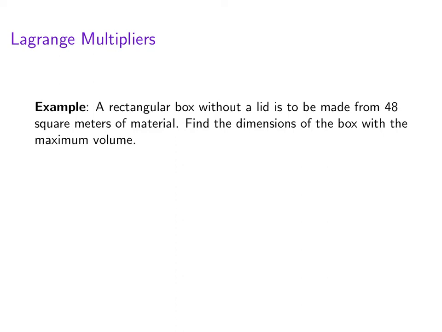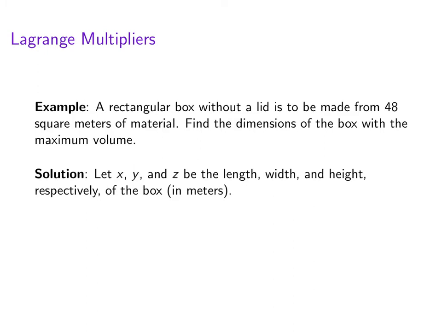Hello, calculus fans. Let's work out the problem that we talked about in the previous video. We're going to make a rectangular box without a lid, and we're going to use only 48 square meters of material. What we'd like to do is find the dimensions of the box, height, length, and width, that will create the maximum volume. We have some freedom in how we're going to make the box. It could be wide and very shallow, or tall and very thin.